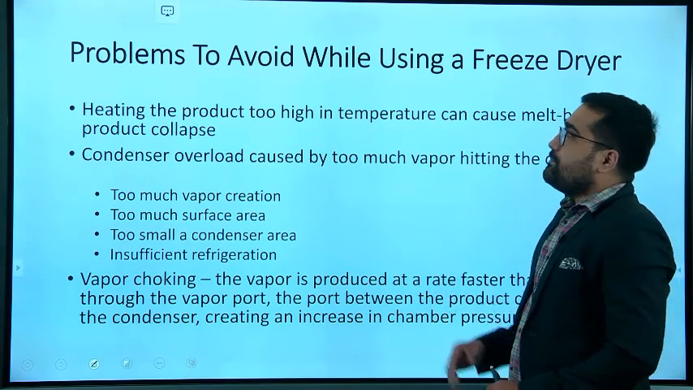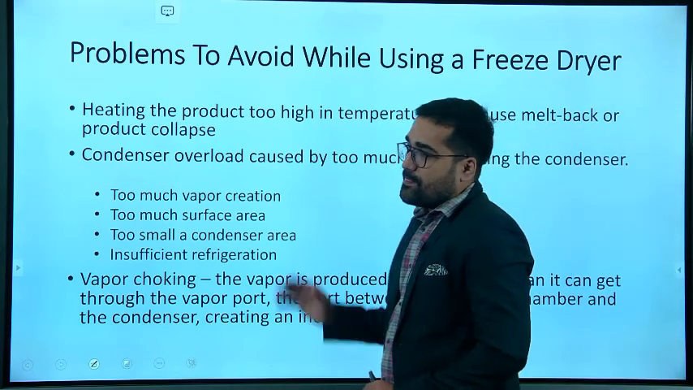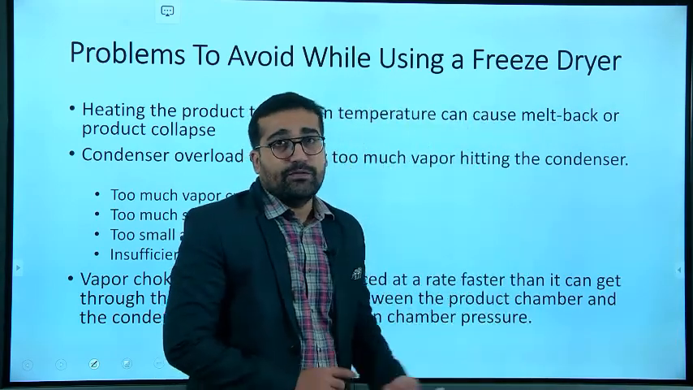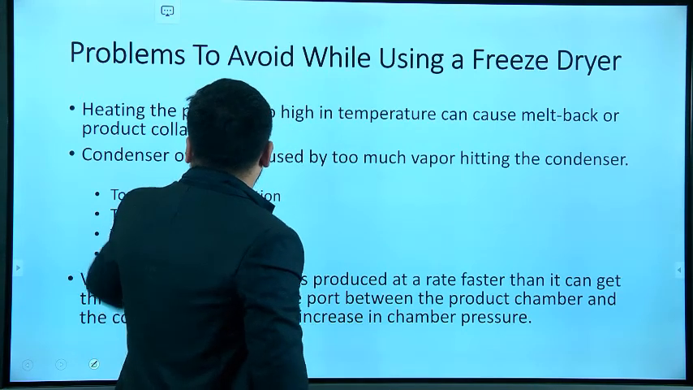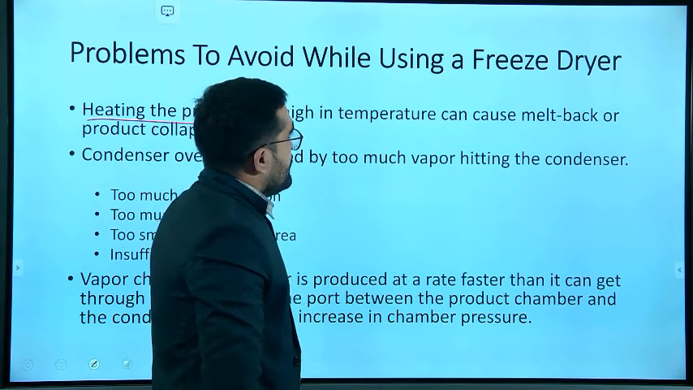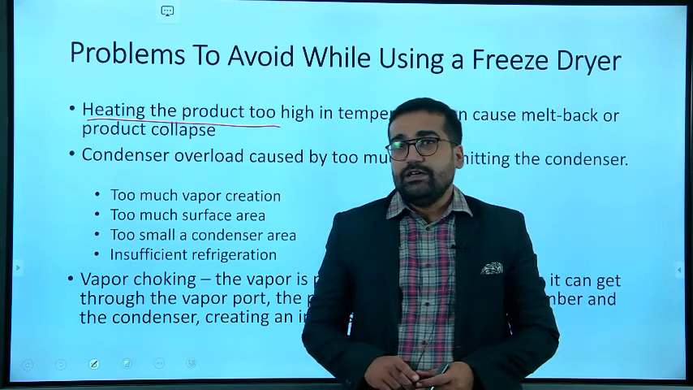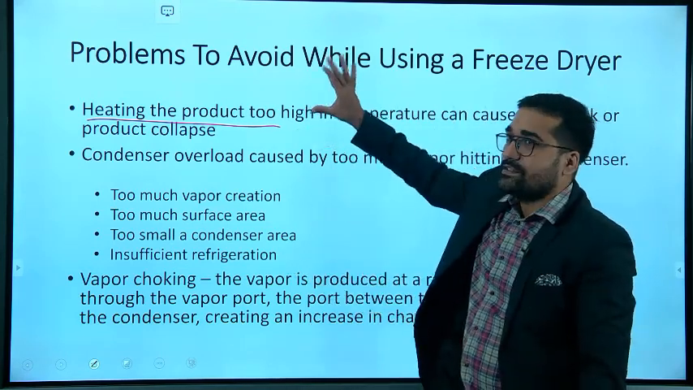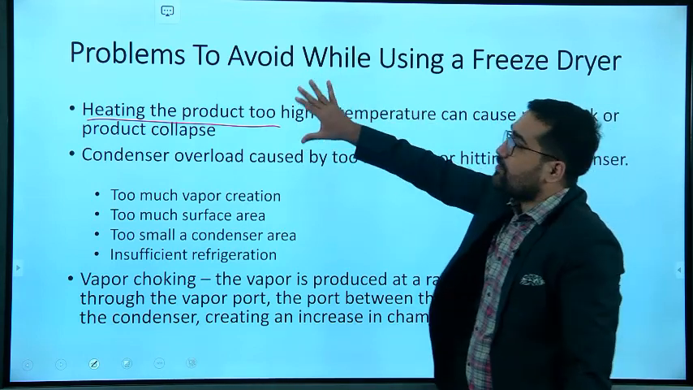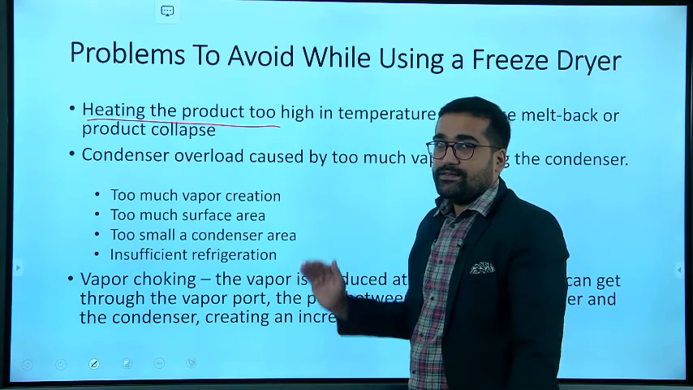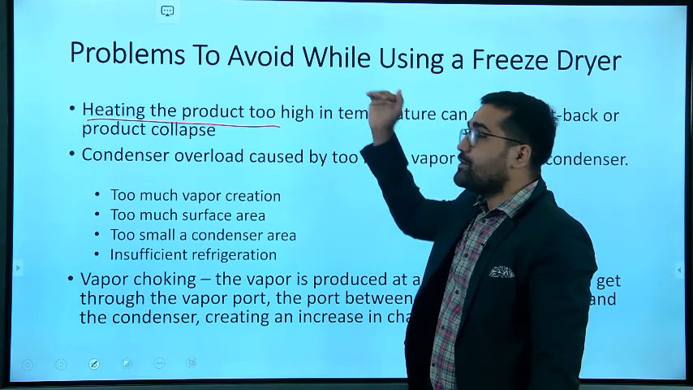When we are performing the freeze drying operation, there are certain problems which occur which we should avoid. The first one is heating of the product. What happens when we are heating in the secondary stage? The temperature should be controlled so that it won't exceed the triple point temperature of the product.